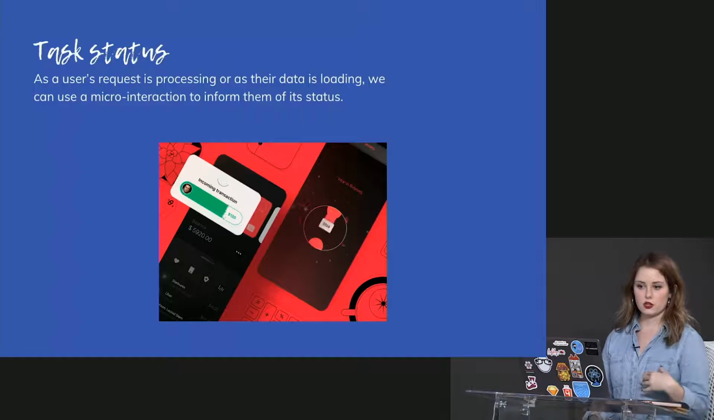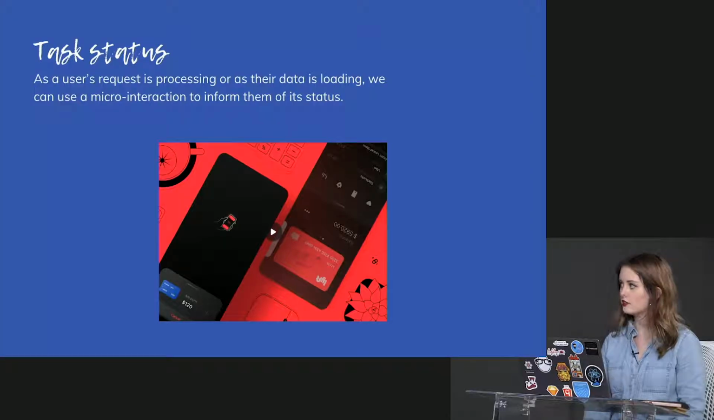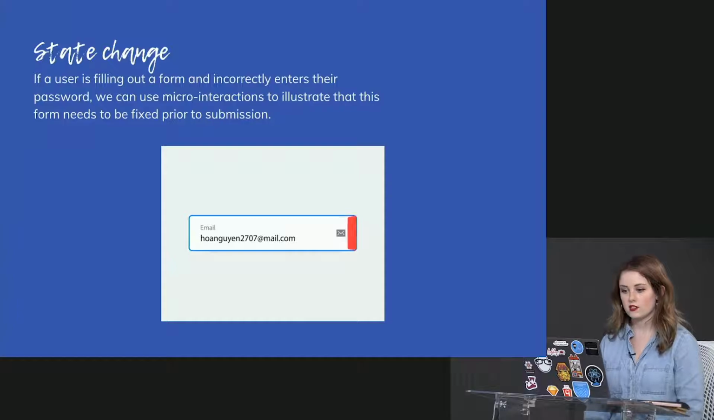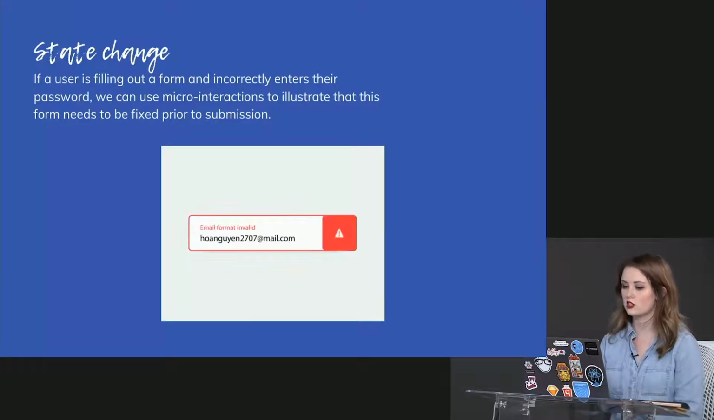Micro interactions can also update users about the status of a task. So if you're doing a transaction, like you see here, it can inform users that, hey, it's successful, or hey, it's processing. These animations can be used to indicate state change. So if they're typing in a form and there's something wrong, or if their form is now correct, we can use animations to indicate those state changes.